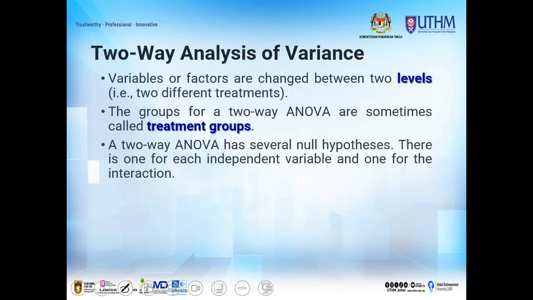Two-way ANOVA has several null hypotheses. There is one for each independent variable and one for the interaction, which means if they have three groups, they have three null hypotheses and three alternative hypotheses.